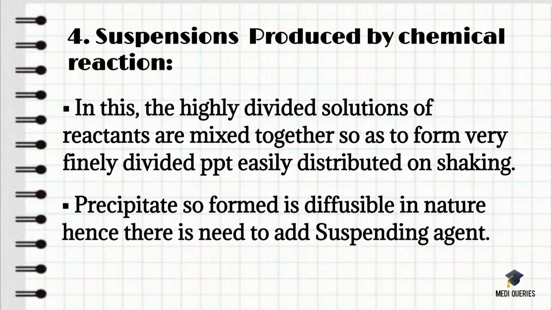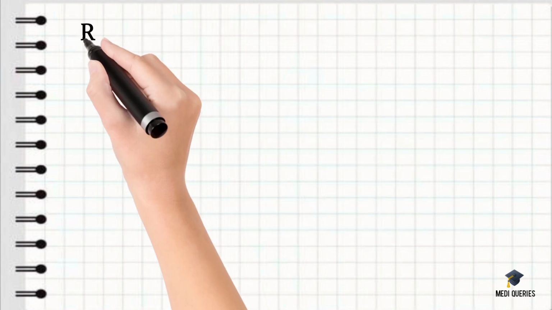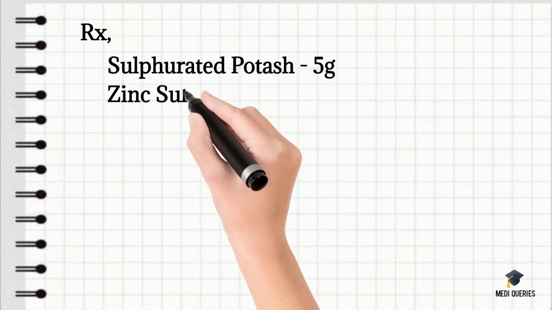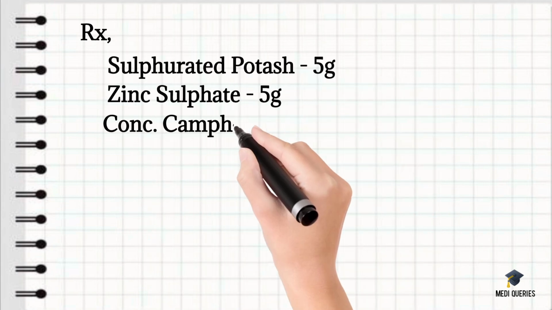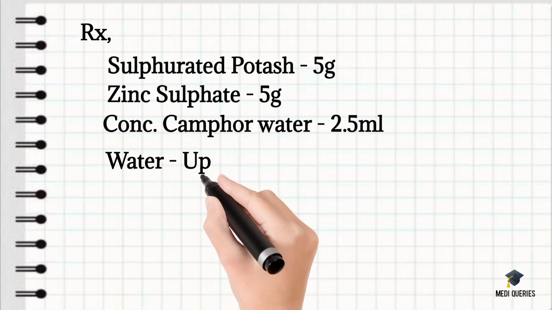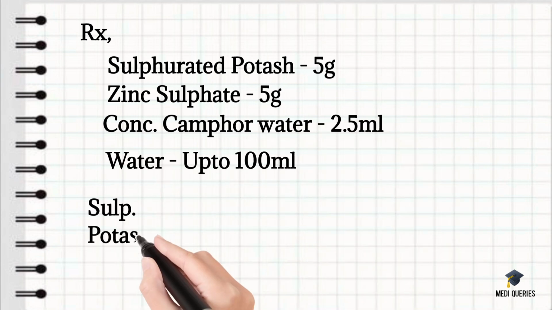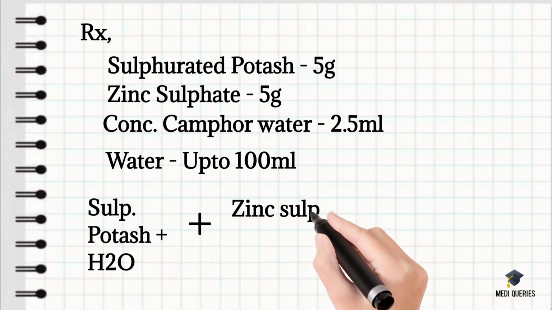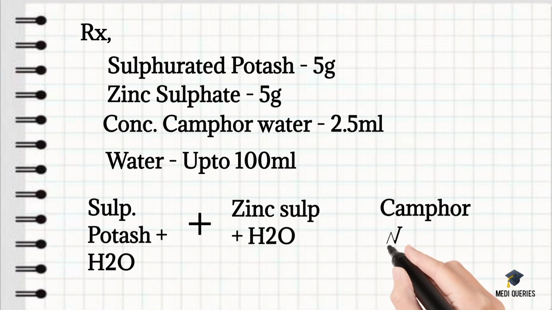Okay, so the precipitates so formed are diffusible in nature, hence there is no need of adding any suspending agent here. So let us see one example for this. It has sulfurated potash, zinc sulfate, and concentrated camphor water, to make a mixture. The direction for use is as directed by the physician here.